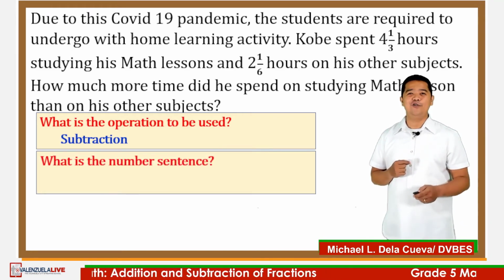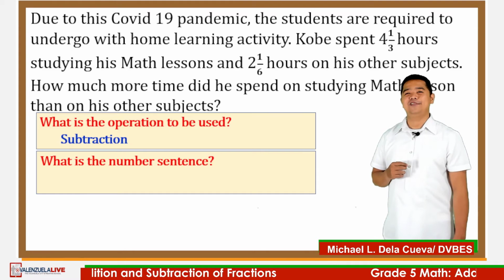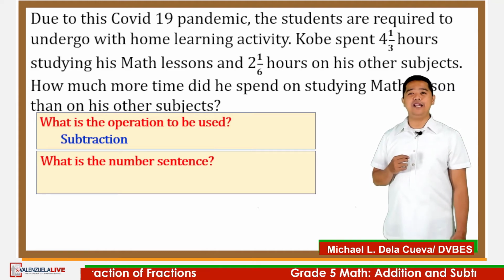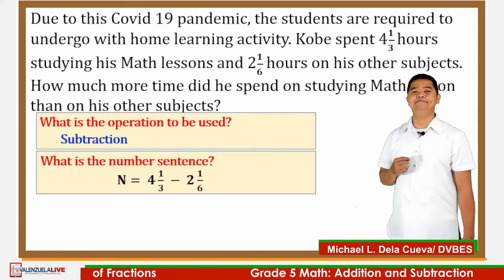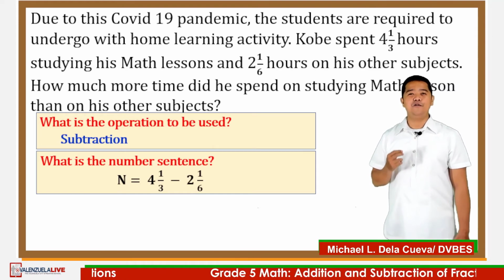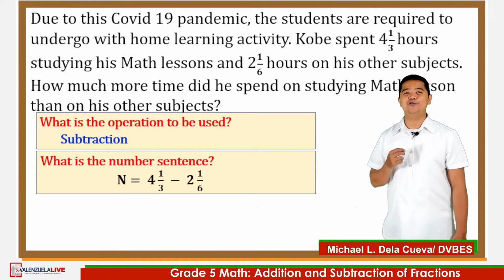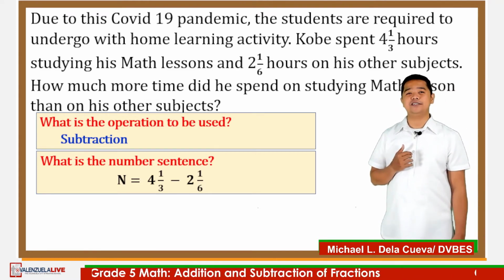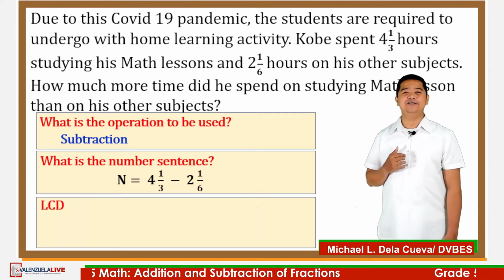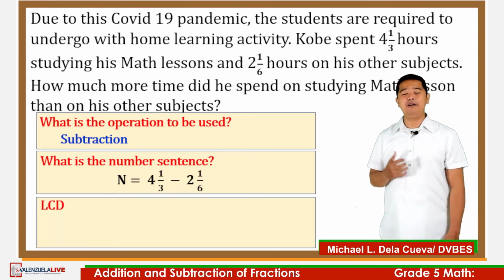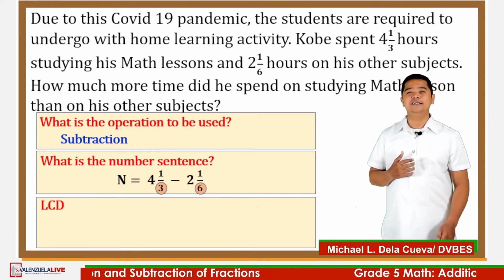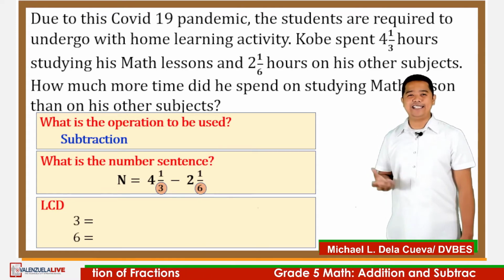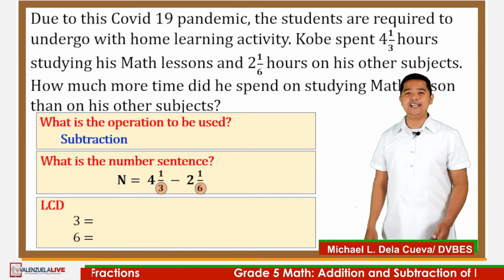And again, what is the number sentence? Use the given facts to formulate the number sentence. N is equal to 4 1/3 minus 2 1/6. Again, these are dissimilar fractions. Then let us get the LCD, because our fractions are dissimilar, of 3 and 6 by using the listing method.